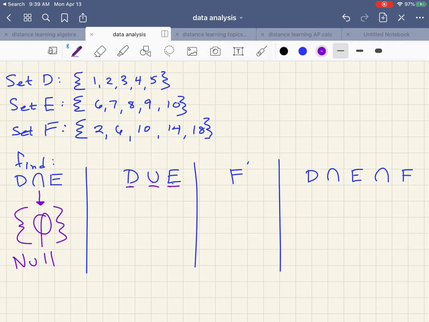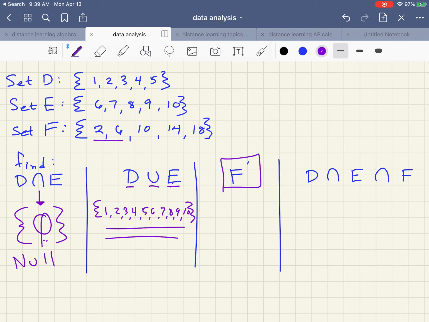How about D union E? So anything in D or E. Well, since there's no overlap, we're literally just going to be able to write all of the numbers in order. So that set would be 1, 2, 3, 4, 5, 6, 7, 8, 9, and 10. Has to be anything in D or E.